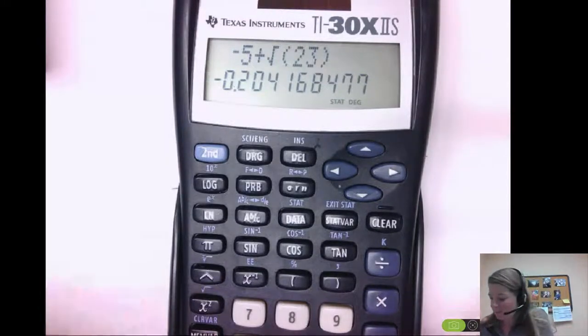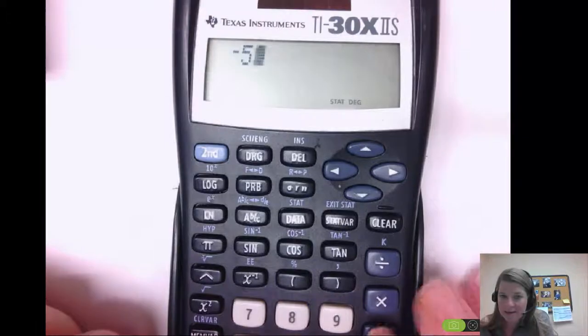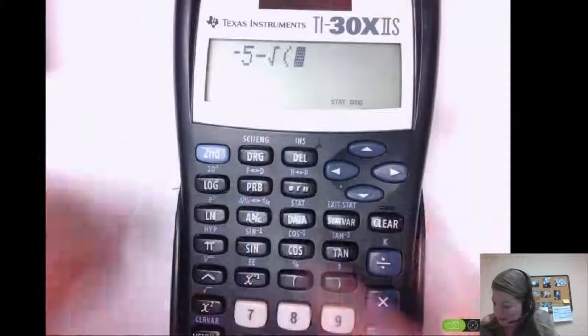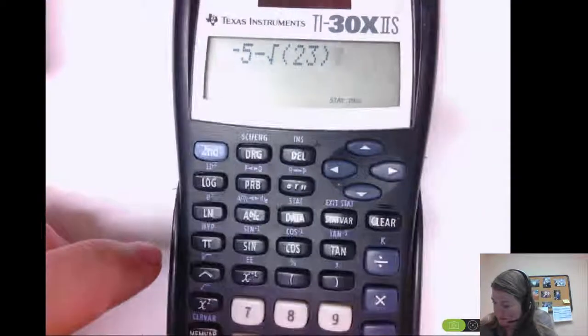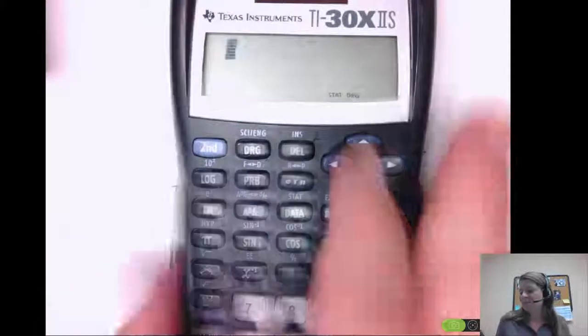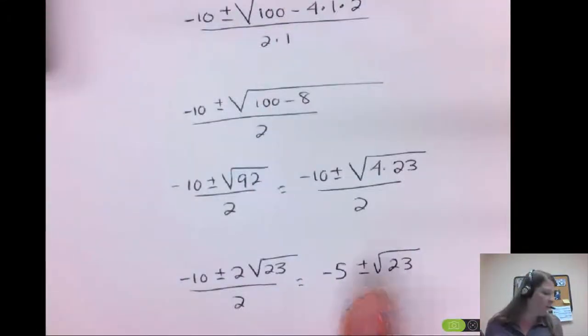So maybe it's a word problem or something and you want the decimal. So minus, you could also do the minus square root 23. And it's negative 9.7. So there's your two decimal answers. So you can still get a decimal answer, or you can leave it in radical form.